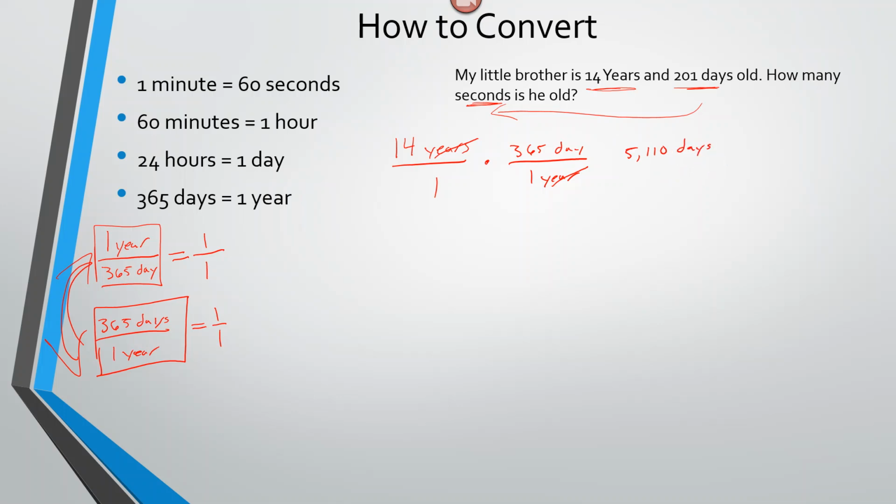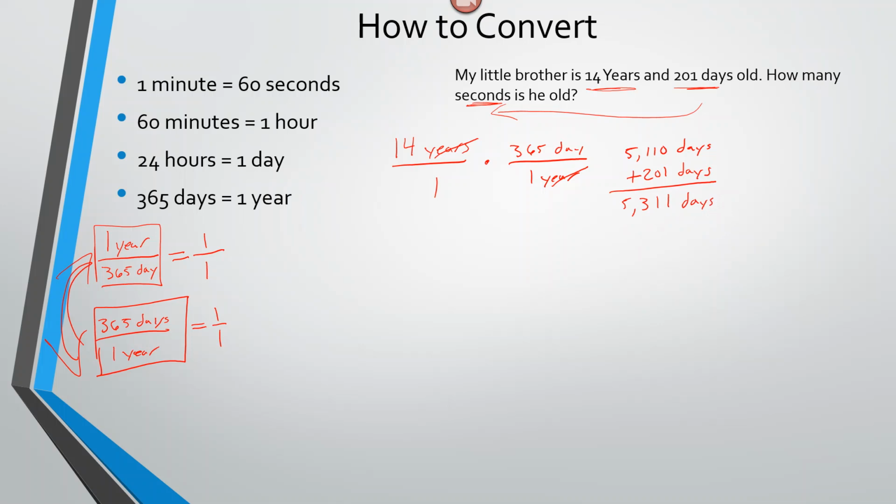Now, you can add, or you can multiply, you can divide fractions or any units, and you can come up with some new unit. But if you want to add or subtract two different things, the units have to match. So now that we are in days, we can actually add this 201 days plus 201 days. If these units didn't match, we couldn't do this, but they do. So we can in fact add these together. So we end up with 5,311 days.